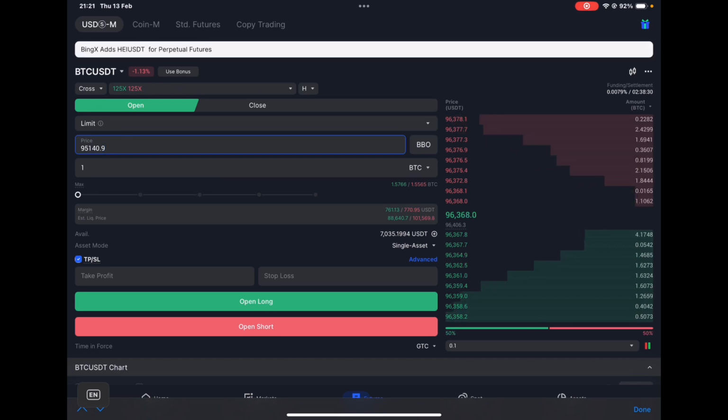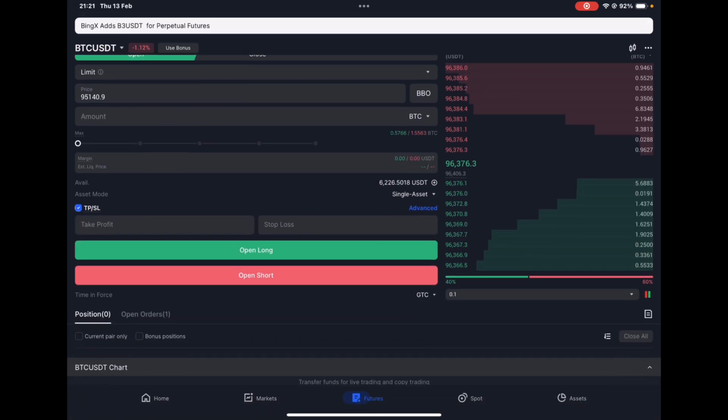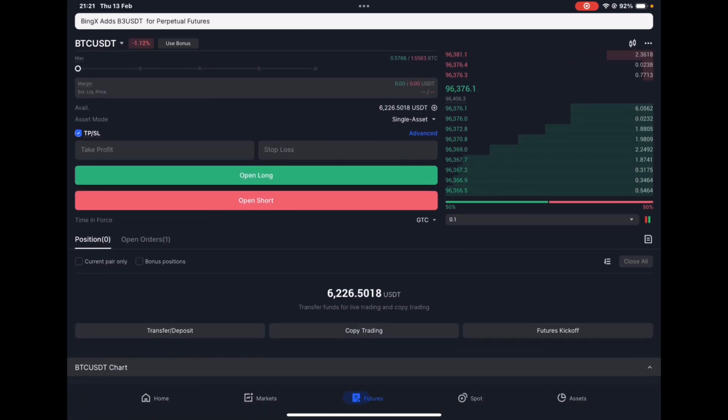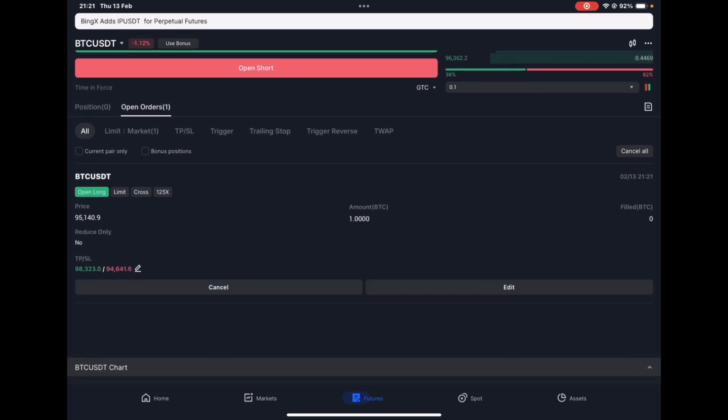So we have our entry 94149. We have our stop loss. Put our stop loss again, 94641. Always put your stop loss before you execute a trade, right? You can leave your take profit open, but always put your stop loss. We have our take profit 98323, right? So after all that, then we click on open long. You can see it says limit order has been placed, right?